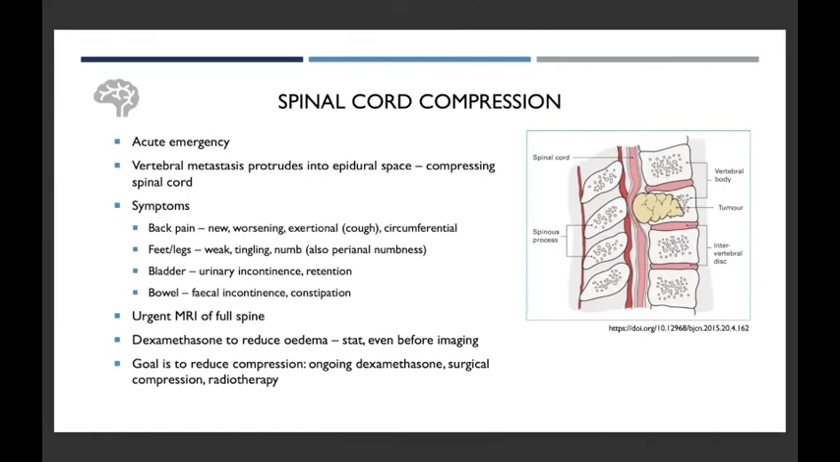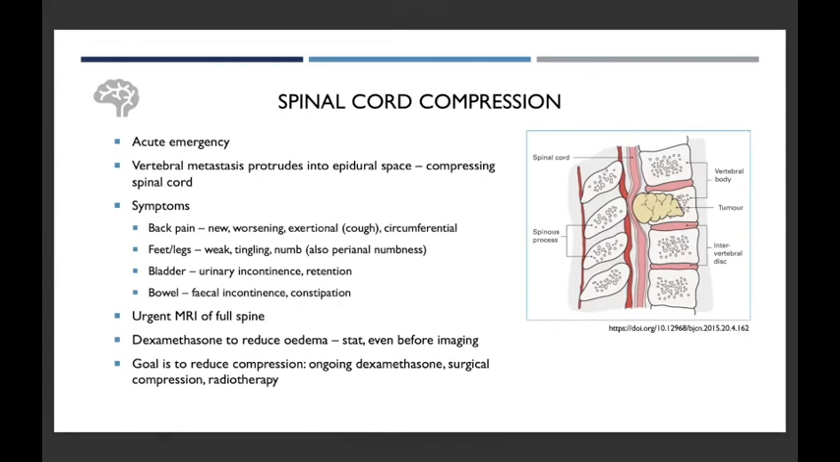Spinal cord compression: the picture is the best description of this. There is a vertebral met, or vertebral tumor, here. It has grown to the size where it's impeding upon the epidural space and compressing the spinal cord, and that is causing neurological symptoms. Those symptoms can be back pain, weakness, numbness, tingling, and bladder and bowel changes, either incontinence or retention. This is acute and emergent. This is an acute emergency.